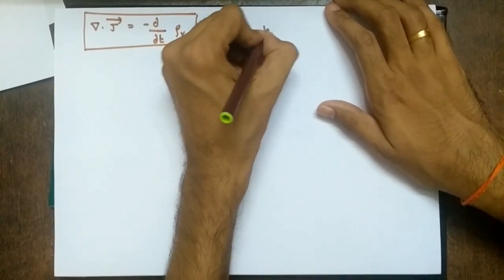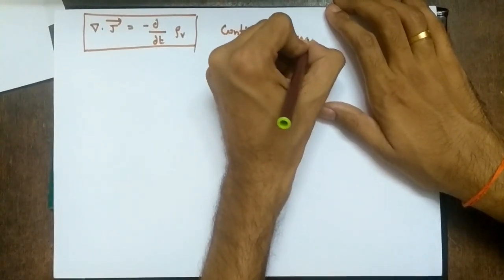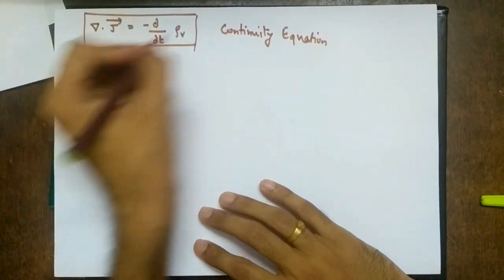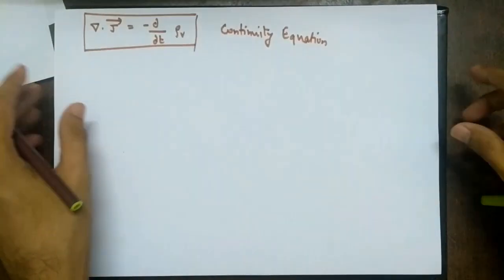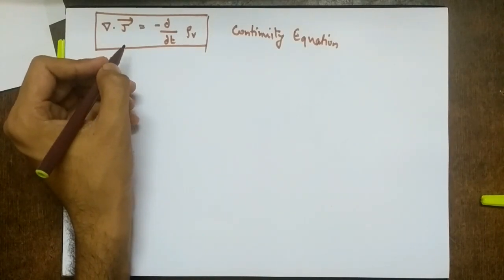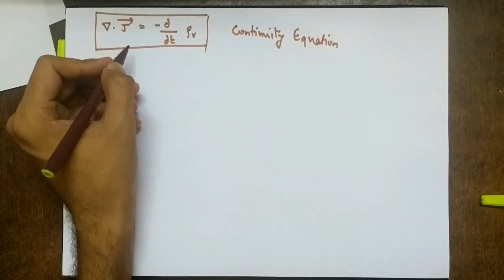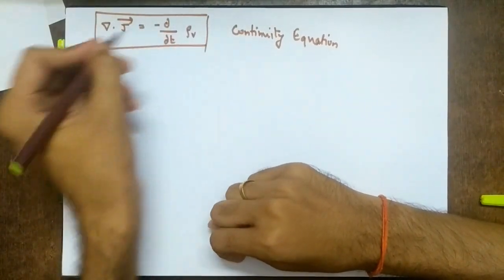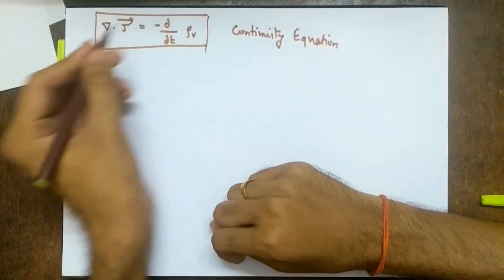It is called the continuity equation. Now the thing is, why is it called the continuity equation? I always tell my students there are reasons why all the equations are called in this way. There is always some history or some story behind it.